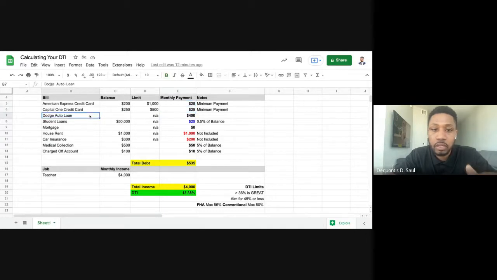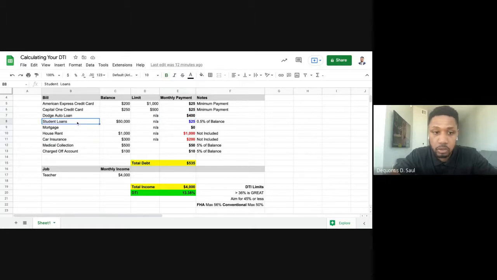Now let's talk about loans. The loans are going to take the full amount that you owe that month. So in this case, we have an auto loan for 400 bucks. That whole entire monthly payment gets included in my DTI.